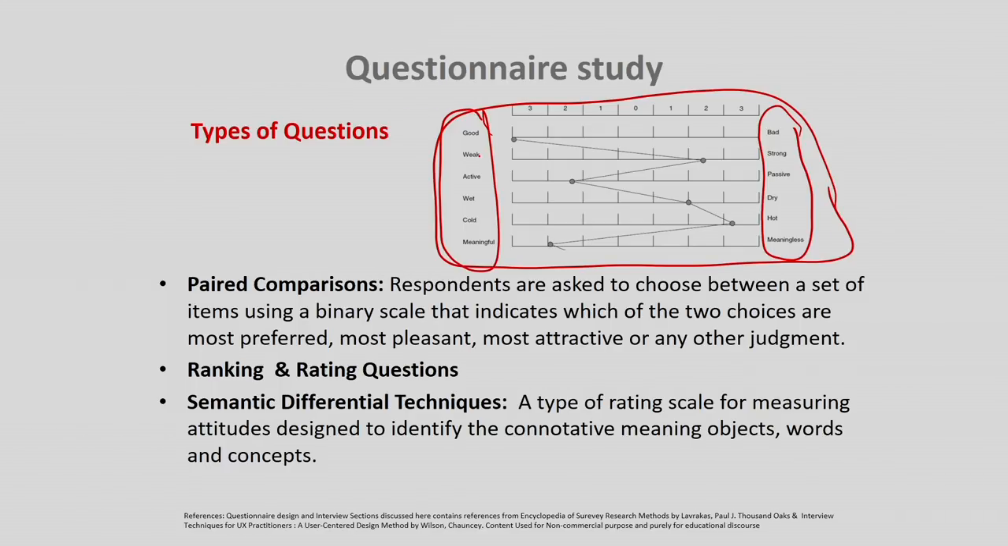So, if you see good, you will see bad, strong and weak, active and passive, wet and dry, cold and hot, meaningful and meaningless. These are all semantically opposite items placed across the ends of the scale, and then there is a rating. Either you go towards good or you go towards bad.